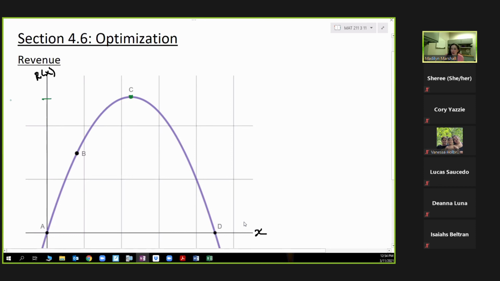So the maximum revenue is actually here. It's the highest point that our revenue curve reaches, and it's achieved when we sell this many units. So we're going to apply the same idea of maximum and minimum to revenue, profit, and maybe other things. So optimization is the title of section 4.6.